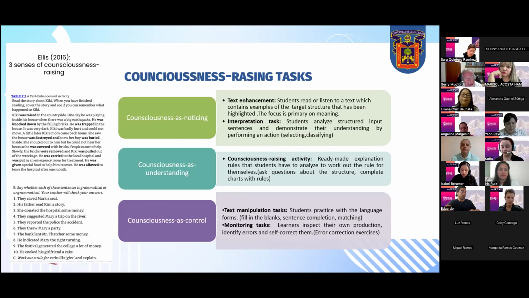Consciousness raising tasks can be used in combination with a communicative approach. So students, after all these tasks, can produce a written or an oral product. And the idea is to see if the students really can use those grammatical forms accurately.